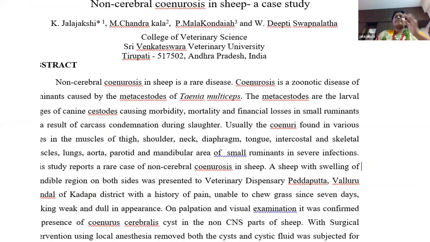This is one research paper on non-cerebral coenurosis in sheep, presented by me recently at our SVU booklet. Usually these coenuri are found in various parts of the brain and spinal cord. Sometimes coenurus cysts may be present on muscles of the thigh, shoulders, neck, diaphragm, tongue, and intercostal and skeletal muscles. Those cysticerci which are found in parts other than the CNS, this condition is called non-cerebral coenurosis. Metacestodes of canine tapeworms cause considerable mortality and financial losses to small ruminant farmers. As a result, carcass contamination will be there during slaughter.